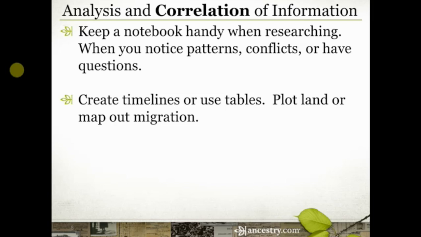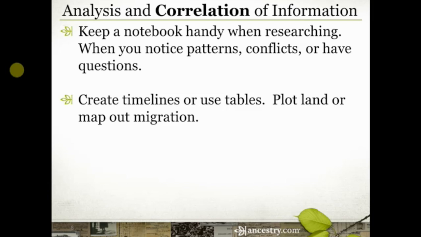One of the steps of correlation, one of the ideas around correlation of information, is to start looking at that information in different ways, to see what's missing, to see what holes you have, to see what information conflicts with each other. And so very often I will create timelines, and you can do that as well. As a matter of fact, I think Juliana has done a video on how to create timelines and how she uses them in her research.